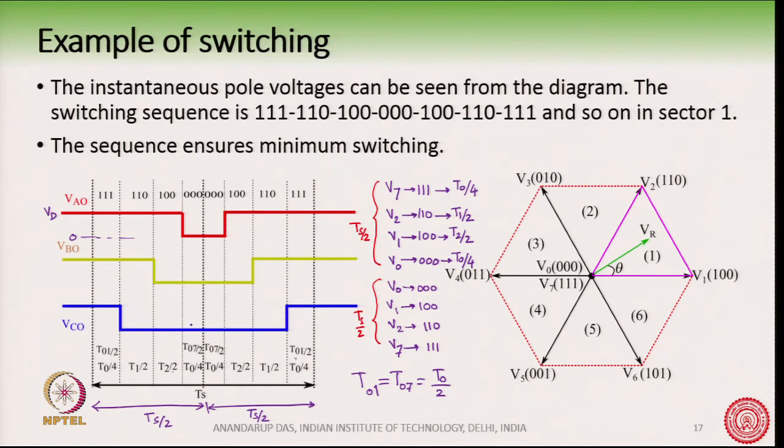Okay. And next, in the next Ts by 2 period, this will again get repeated, but it will be in the opposite direction of switching. So, this is T0 by 4, then we have T2 by 2, then we have T1 by 2, then we have T0 by 4. So, this is how the switching is happening, and this is the time duration for which the switching is happening.